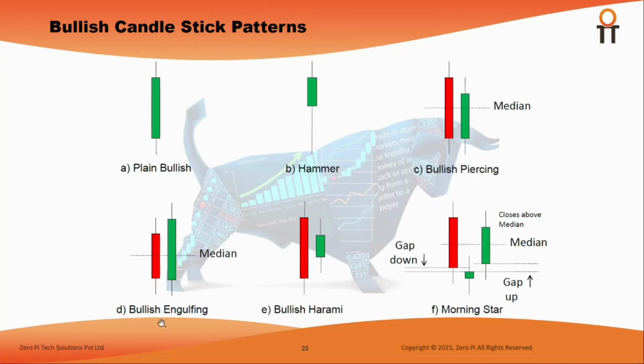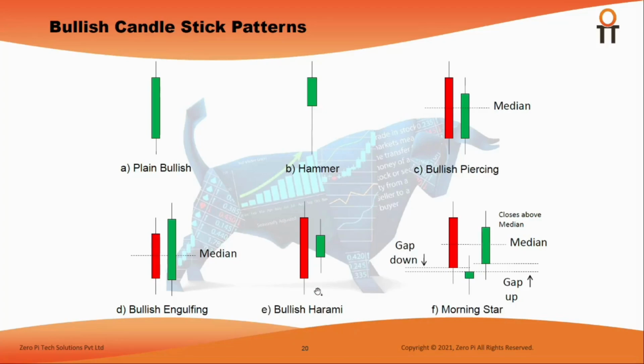Now coming to bullish engulfing. So this is how a bullish engulfing looks like. Here we have a red candle. Suddenly the next candle is becoming bullish and closing above the median, as well as engulfing the body of the bearish candle. That is, the bearish candle's body has been swallowed by the body of the green candle. So as the name suggests, it engulfs the body of the bearish candle, making a bullish engulfing pattern.